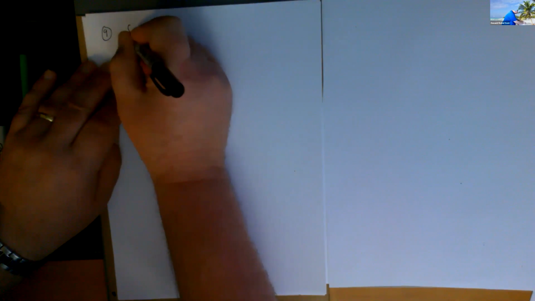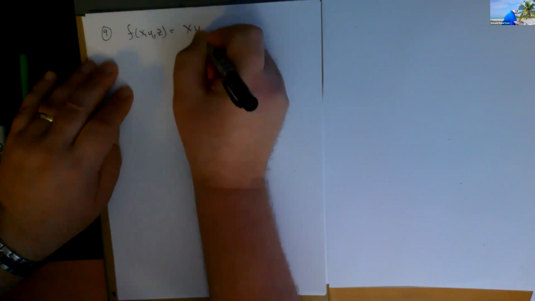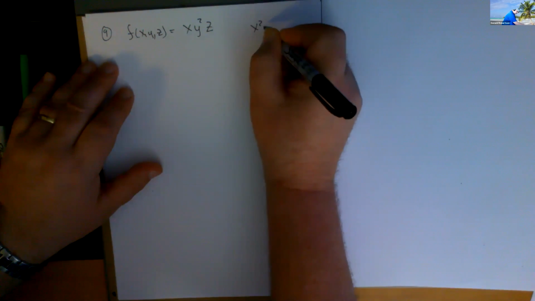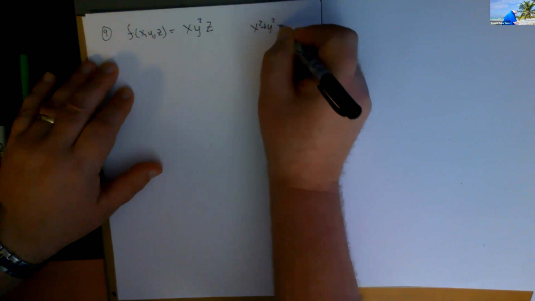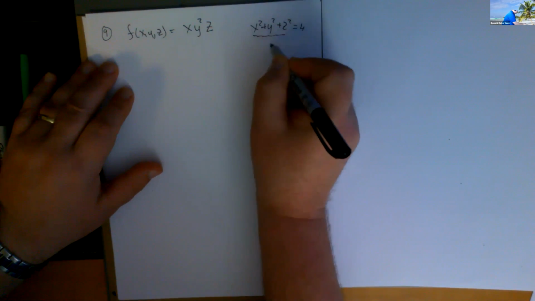So all I'm going to do for the next few seconds is just rewrite question 9. This is our function. And our constraint, you can just think of that guy as being G.